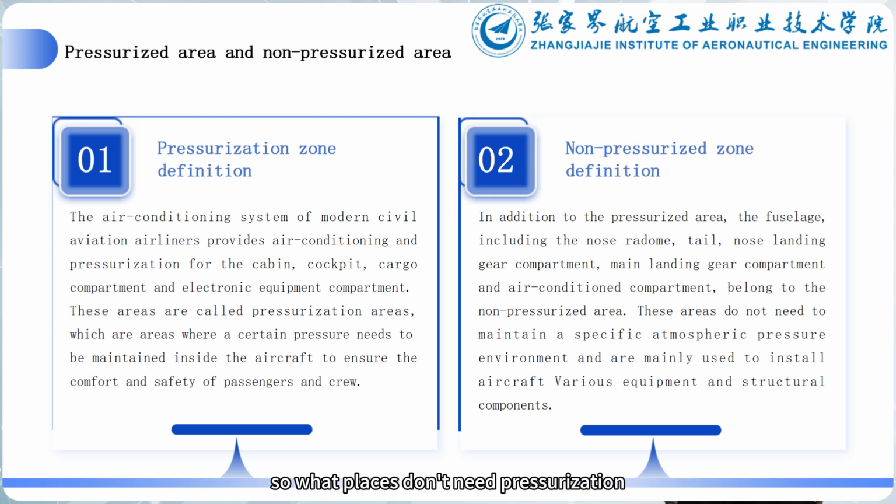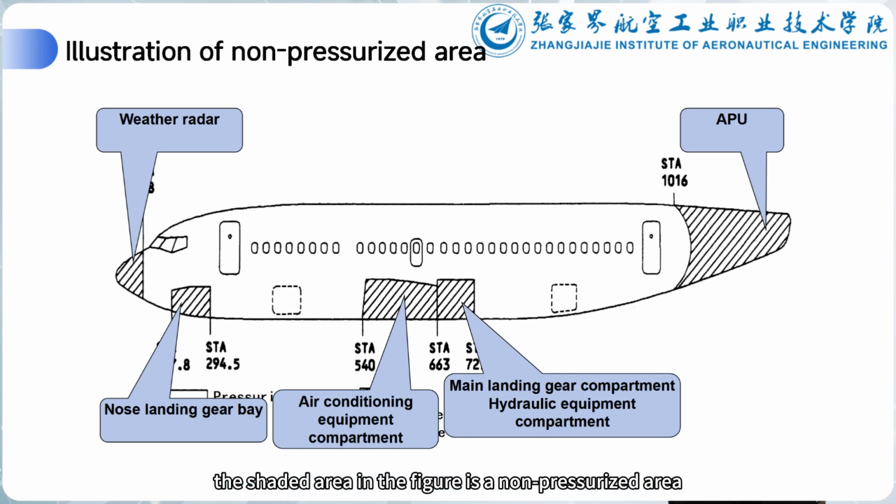So what places don't need pressurization? Except for the pressurized area mentioned above, other parts of the fuselage belong to the non-pressurized area. For example, the radome at the front end of the nose, the tail of the aircraft, the nose landing gear compartment, the main landing gear compartment, and the air conditioning compartment, where the air conditioning equipment is located. The shaded area in the figure is a non-pressurized area, and the unshaded area is a pressurized area.